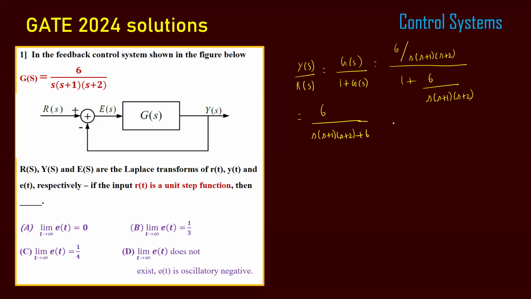Now the options are given for steady state error. E_ss is equal to limit t tends to infinity of E of t, the error signal. In the S domain, we can write this as limit S tends to 0 of S into E of S, which is equal to limit S tends to 0 of S into R of S by 1 plus G of S H of S. So this is the formulation for steady state error.